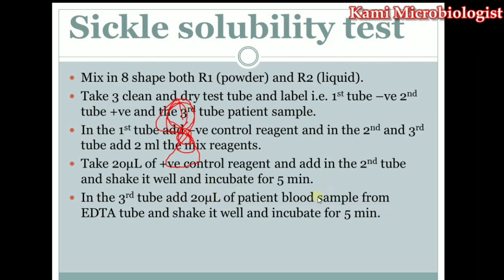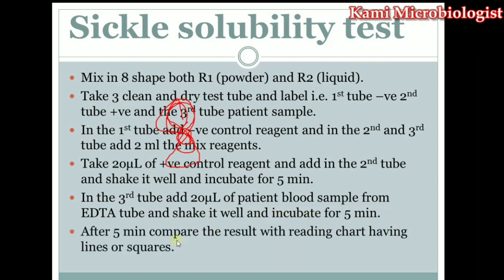but in this case we add 20 microliter of the patient blood instead of the positive control reagent, and then we also shake it and incubate it for 5 minutes. Now after the 5 minute incubation, we have to compare the 3 test tubes with the reading chart. This reading chart contains lines or squares.